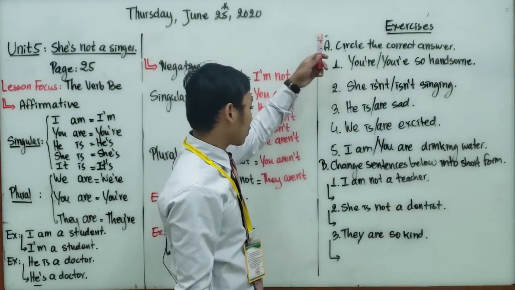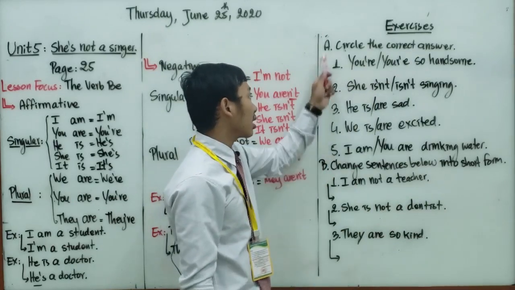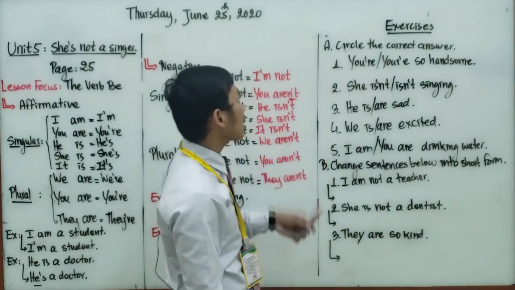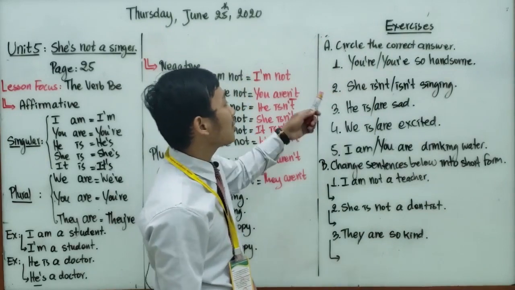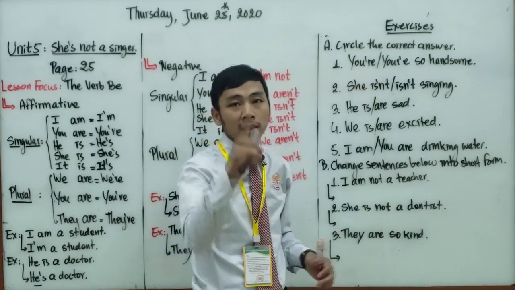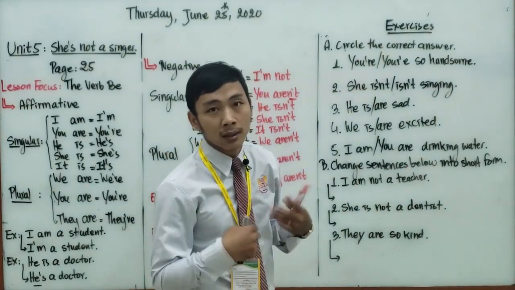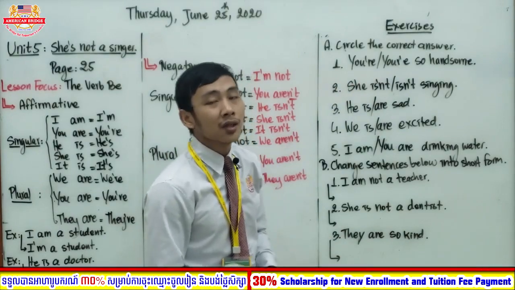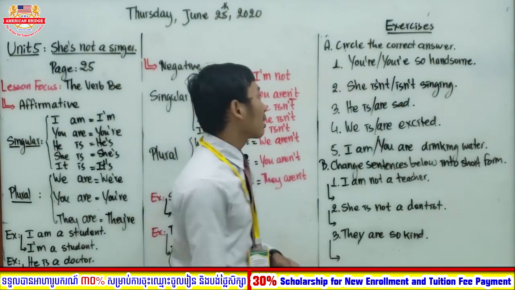In the exercise, I have two sections. Section A, circle the correct answer. So circle the correct answer here. You need to circle only an answer that is the correct one. Okay, so you need to circle only one.